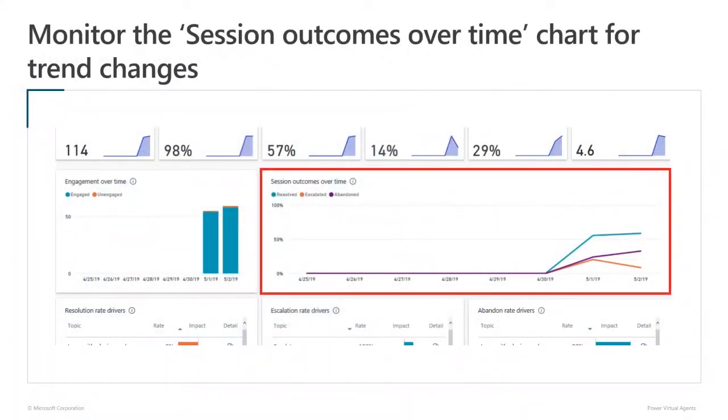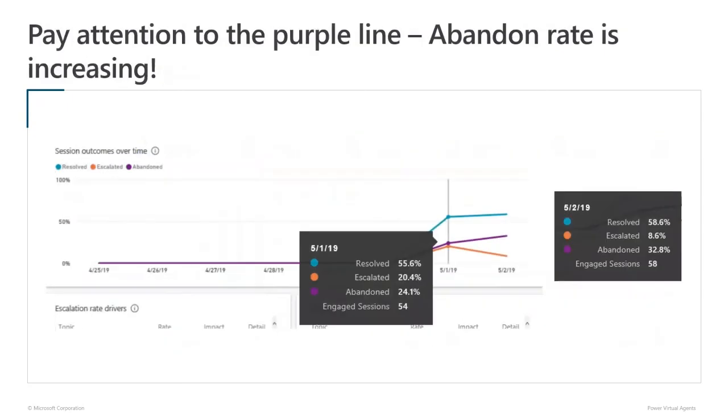So we want to monitor this session outcomes over time chart to see if there are trends, because something might be performing really well and then the situation changes, as it's inclined to do, and suddenly the bot is not answering the right questions anymore, or that engagement rate really drops. And so we want to be able to pick up on that. That purple line is the one that we really want to look at there. So you'll see in this example that the abandon rate is increasing, and so that's an alert to do something about that.